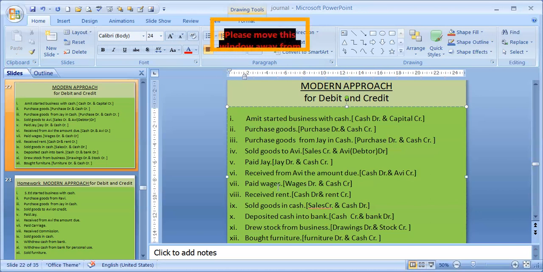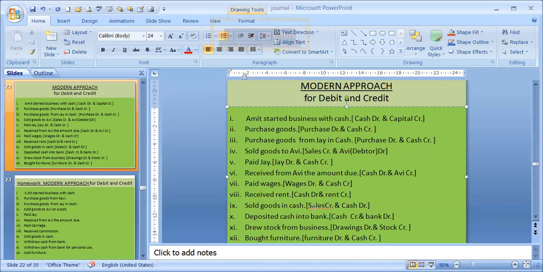Paid wages, wages being an expense, debit. And cash is reducing from the business, asset is reducing from the business, that's why credit. Received rent, rent is an income, that's why credit. Whereas cash is increasing in the business, asset increasing in the business, debit.